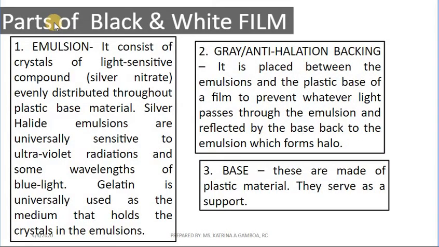So, what are the parts of black and white film? Meron lang siyang tatlong part. The emulsion, the gray anti-halation backing, and the base. Again, emulsion, gray anti-halation backing, and the base. Let's start with the emulsion. Itong emulsion na to, dito nakalagay ang ating silver halides. So, it consists of crystals of light-sensitive compound, the silver halide, evenly distributed throughout the plastic base or material.